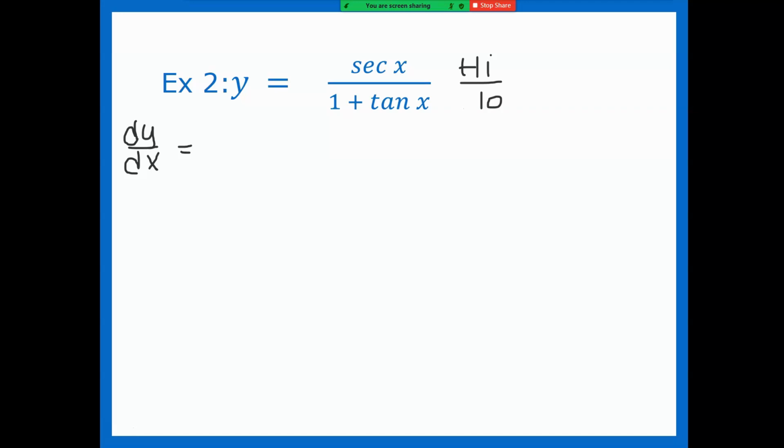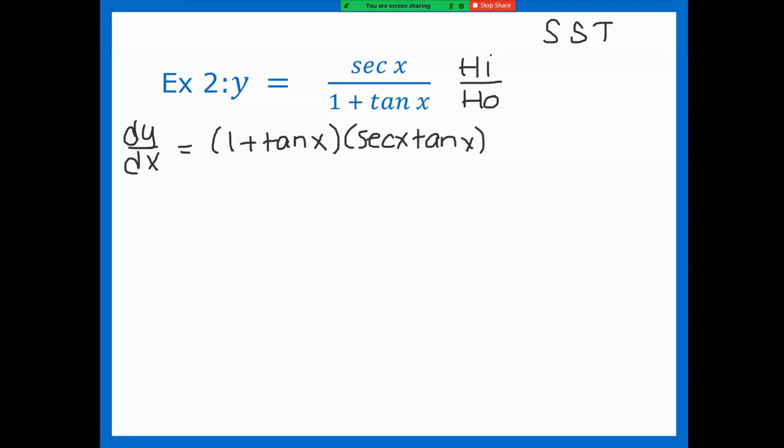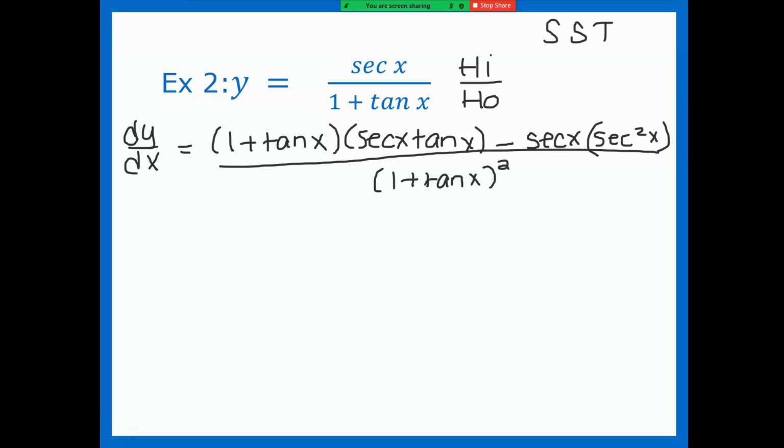Some calc teachers don't do hi-ho. They do high-low for the high part of the fraction and the low part. But low d high minus high d low is a lot harder for me to say. So it's denominator times derivative of the numerator. So again, remember SST. Derivative of secant is secant tan, minus numerator times derivative of the denominator. Derivative of 1 is 0. Derivative of tan is secant squared. All over denominator squared.